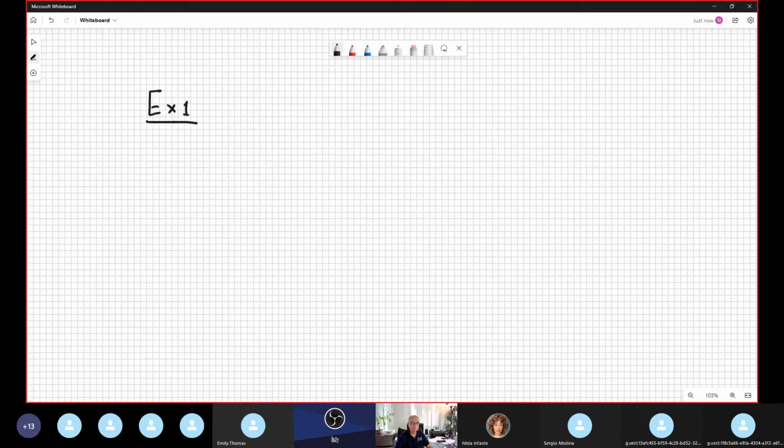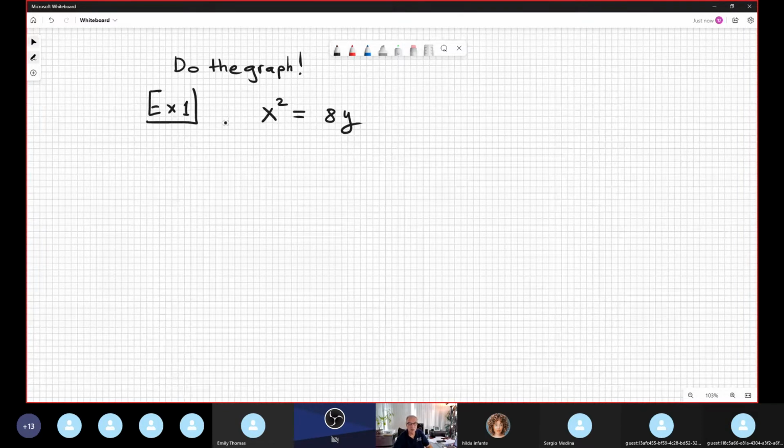Example 1 of the parabola. The equation is given, x squared equals ay. Given that, I need to do the graph. Okay. Step number 1, classify what kind of parabola we have in this example.